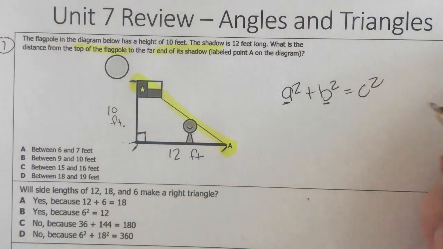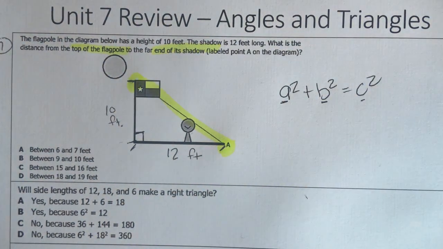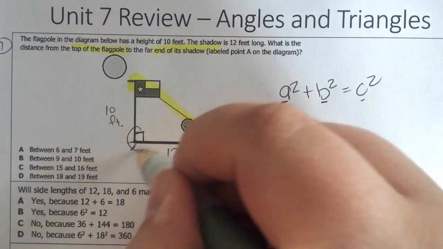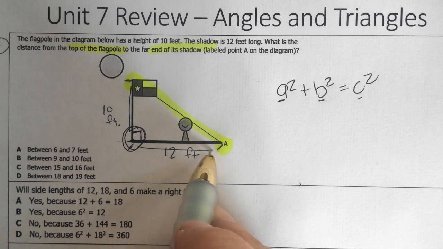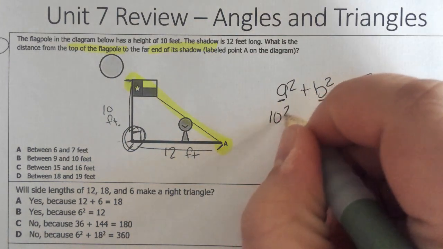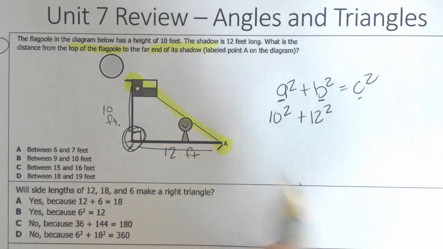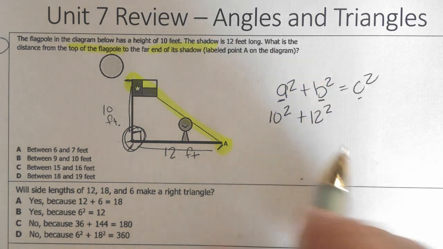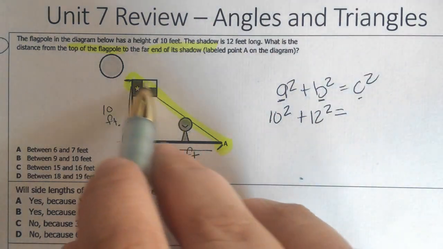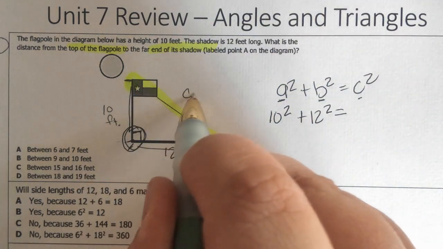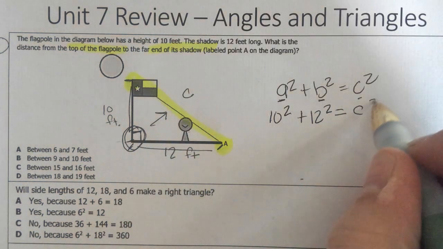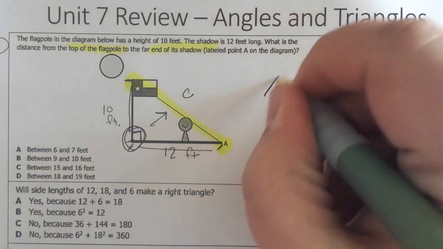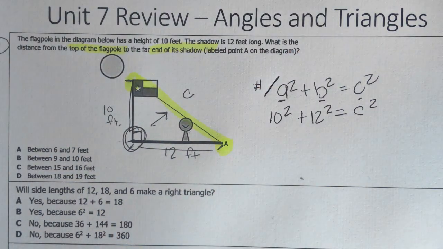So A and B represent the legs, and C is the hypotenuse. Legs are the sides that touch the right angle, so that is going to be 10 and 12. So it doesn't matter which leg you put in for which letter. So I've got 10 squared plus 12 squared equals, and we don't know what the hypotenuse is, C. The hypotenuse can only see the right angle, it doesn't touch it. Okay, that was the first step. The first step was to plug in our numbers.